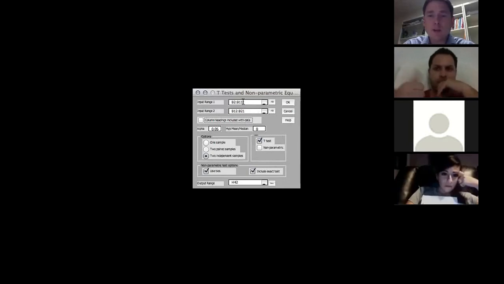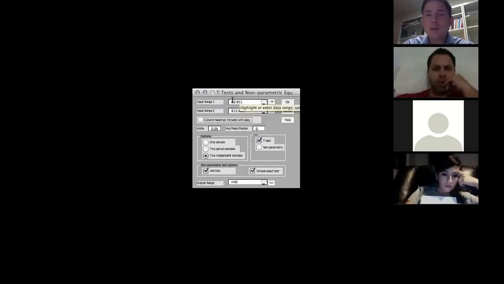So here what I did, I entered B2 through B11 on top, B12 to B21 on the bottom. The top is the first group, and B12 to B21 is the second group. I unchecked the column headings, entered 0.05 for the alpha, and then selected the two independent samples t-test. Now you can specify the output. I'm going to say I want this at B74, so it writes it right underneath the existing table. So we hit OK.